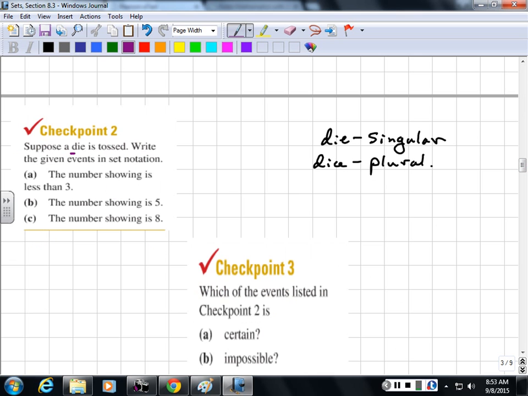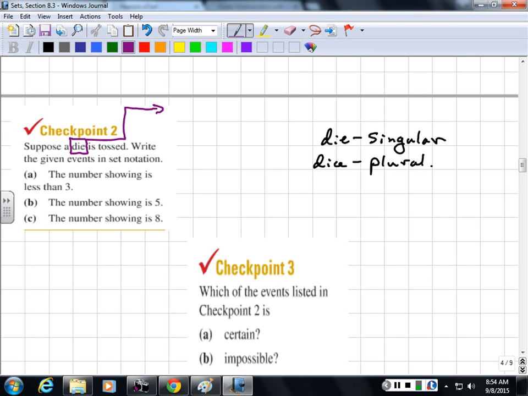Okay, first off, let's look at this right here. The thing says, suppose a die is tossed. Write the given events in set notation. Die is singular, dice is plural. Okay? Just to make sure. Another thing that I want to talk about is the fact that this has not been defined. It just says a die is tossed. What kind of die is that? I have no idea.